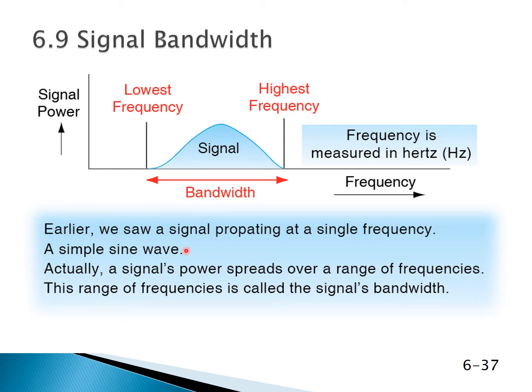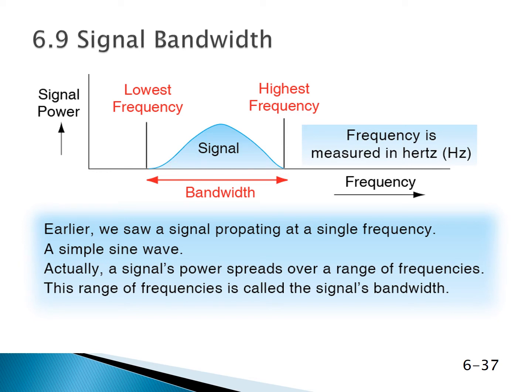Then earlier we saw a signal propagating at a single frequency, so kind of a simple sine wave. But actually, a signal's power spreads over a range of frequencies. So the range of frequencies is called the signal's bandwidth. So a signal is not traveling at a single frequency. It has a lowest frequency and a highest frequency.